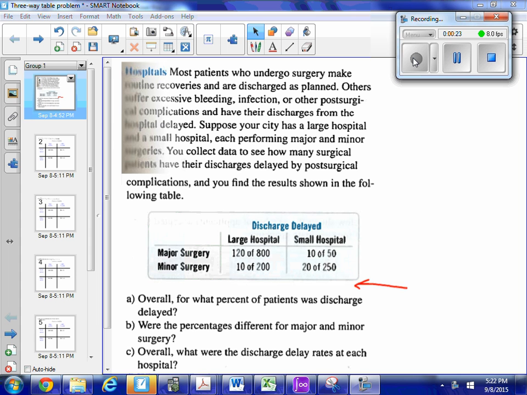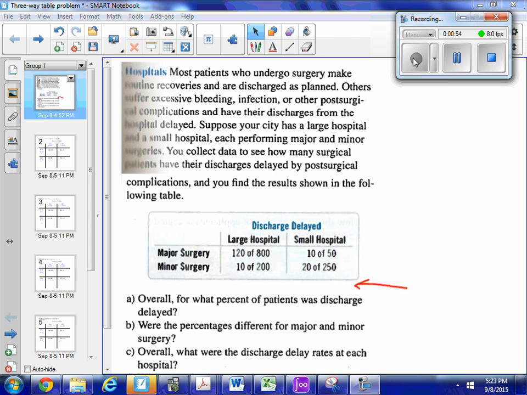So most patients who undergo surgery make routine recoveries and are discharged as planned. Others suffer excessive bleeding, infection, or other post-surgical complications and have their discharges from the hospital delayed. Suppose your city has a large hospital and a small hospital, each performing major and minor surgeries. You collect data to see how many surgical patients have their discharges delayed by post-surgical complications, and you find the results shown in the following table.